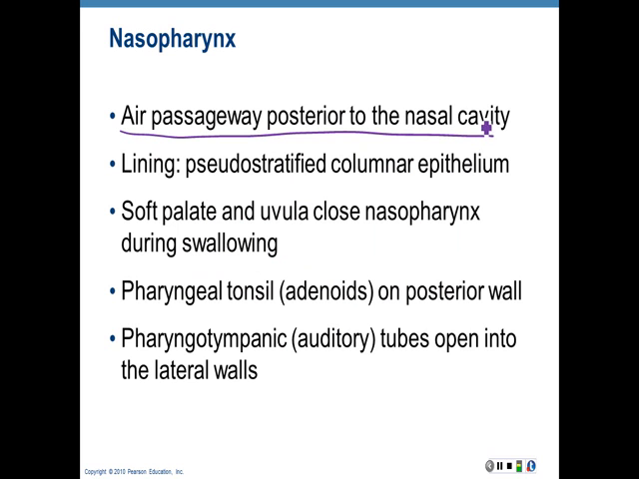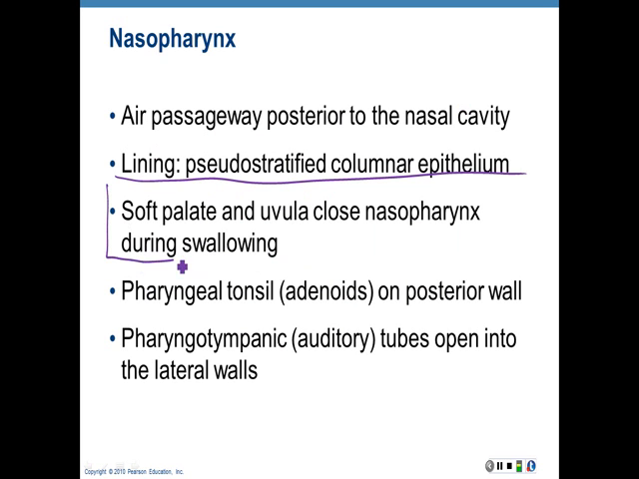Nasopharynx is the air passage into the nasal cavity. So air coming in your nostril into the nasal cavity goes out into the nasopharynx. It's lined with pseudostratified ciliated columnar epithelium. It's got a soft palate and a uvula at its back that have the ability to close the nasopharynx when you're swallowing. The uvula is that little dangly punching bag looking thing at the back of your throat when you look in a mirror. And you can also find tonsils known as the pharyngeal tonsils, or sometimes casually called the adenoids, on the back wall of the nasopharynx.